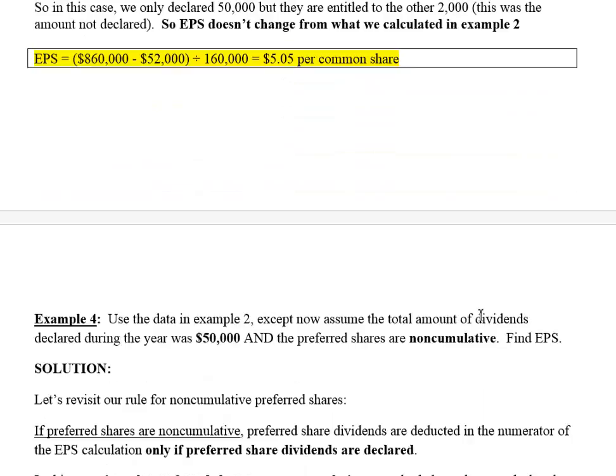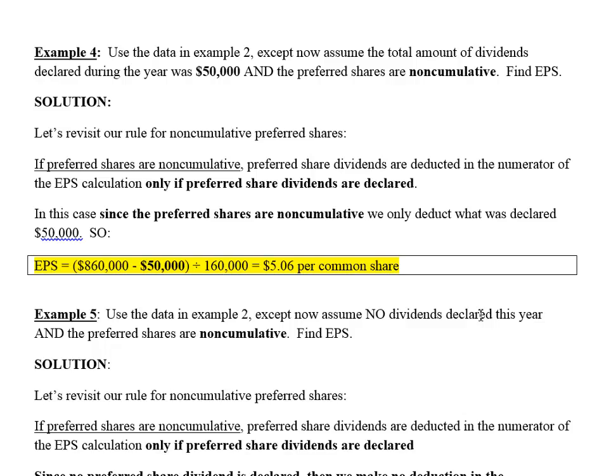Let's look at another example using the basic bones of that example too. Now let's assume that we declared $50,000 in dividends and the preferred shares are non-cumulative. So you know that the regular entitlement would have been $52,000, but the shares are non-cumulative. Because the shares are non-cumulative, we can only deduct the preferred share dividends that are declared. So if we only declared $50,000, that's all we can deduct, and that will give us $5.06 per share.